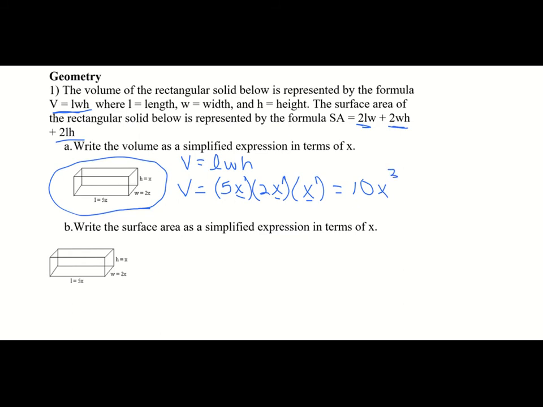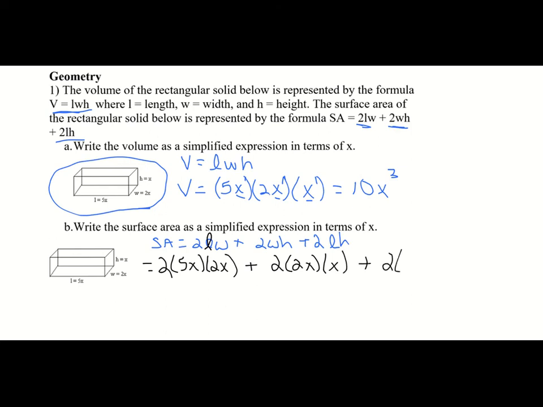Okay, now, surface area. Remember, the formula for surface area is 2 times length times width plus 2 times width times height plus 2 times length times height. So when we fill in our formula here, we are going to have 2 times, that's an L, length times width. So it's going to be 5x times 2x plus 2 times width, which is 2x, times height, which is x, plus 2 times the length, which is 5x, times the height, which is x.